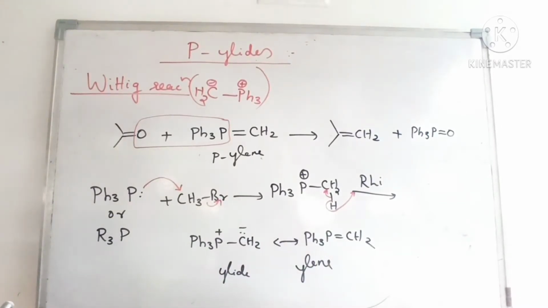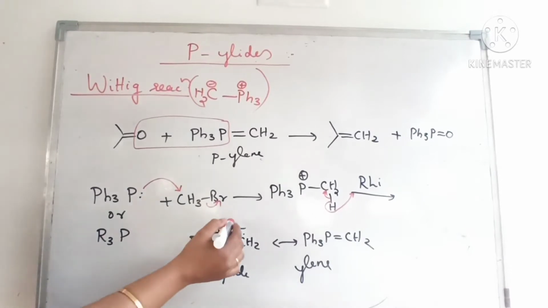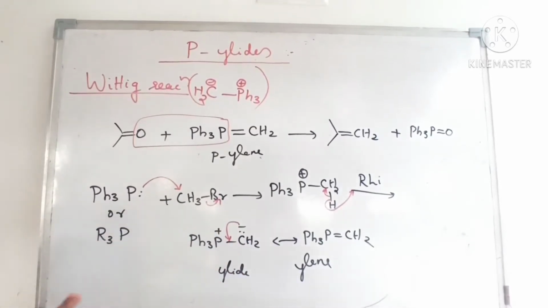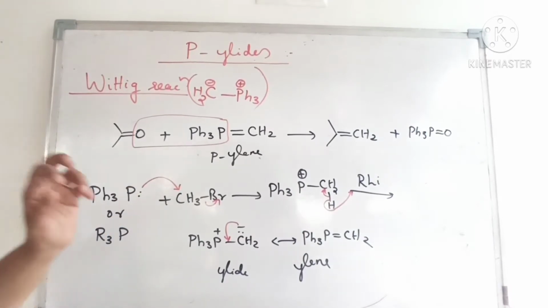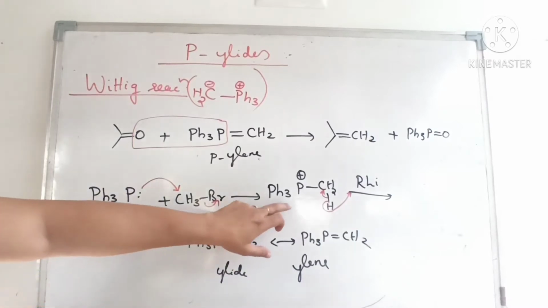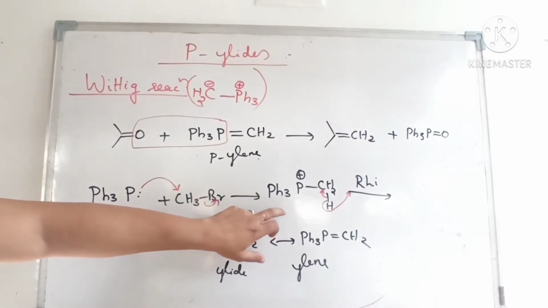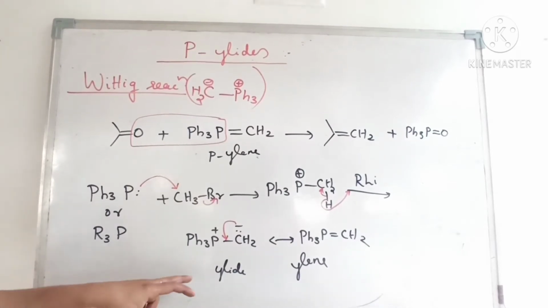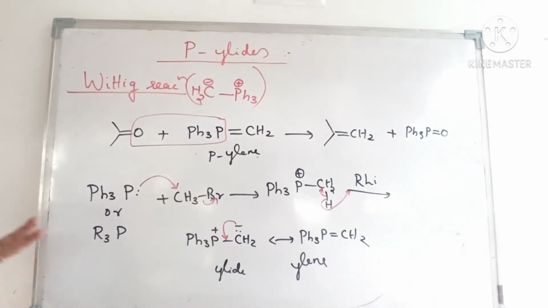Both symbolize the phosphorus ylide, so it is good to write either, no problem. This is how the phosphorus ylide is formed. This is called the phosphonium salt. Now let us see the reaction of phosphorus ylide with an aldehyde or ketone.